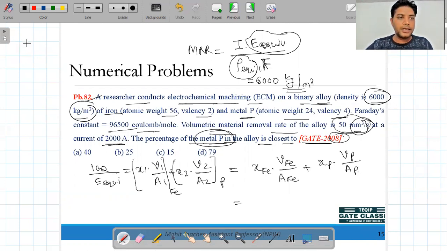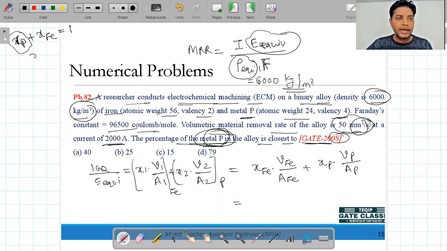See, the alloy that is formed is the combination of both the materials. So we assume that x percentage of p plus x percentage of Fe will be equal to 1. What we have to calculate is the percentage of metal p. So for metal p, we have to calculate xp, for example.